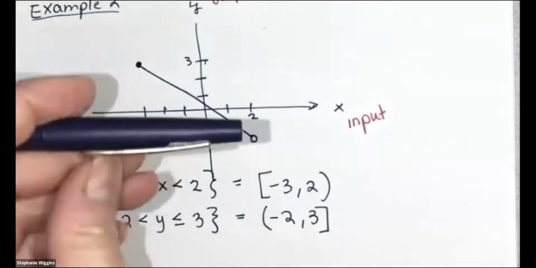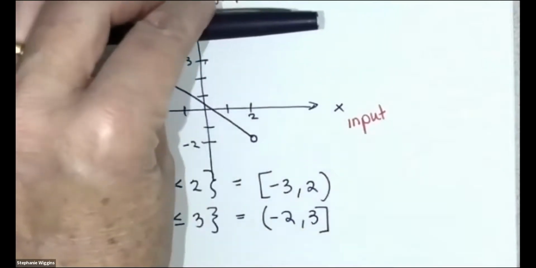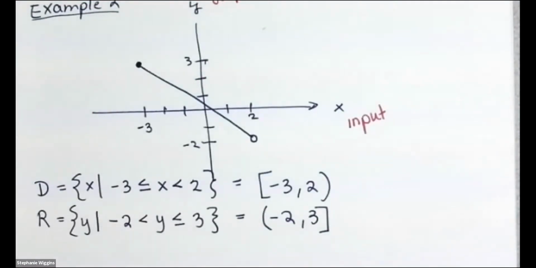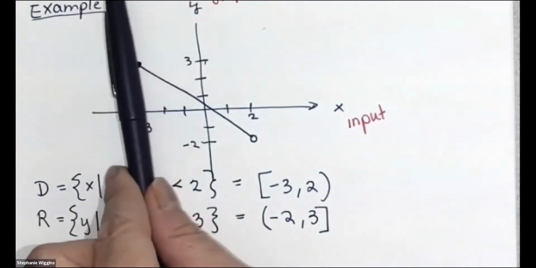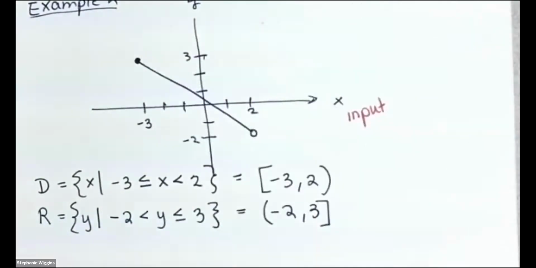Similarly, if I draw horizontal lines, the function doesn't exist here, so that's not part of the range. It's only where the function is, and you're looking at bandwidths. So we're looking at the band from -3 to 2, and then the band from -2 to 3. And domain is always x values, range is always y values. Any questions on that?